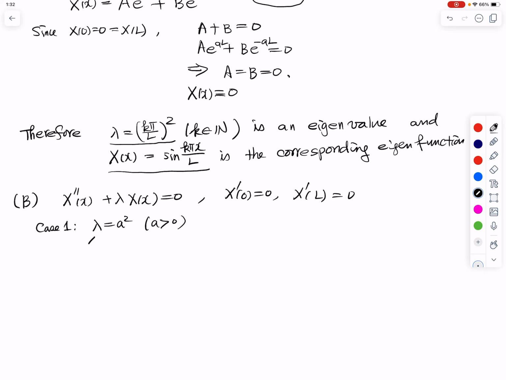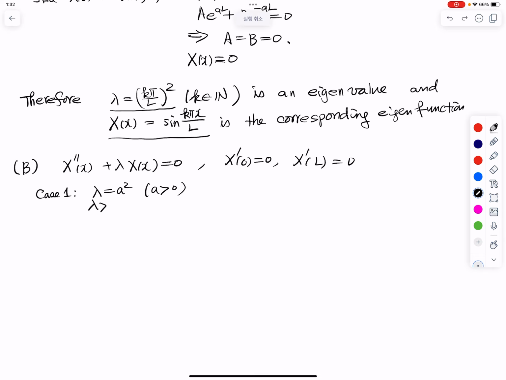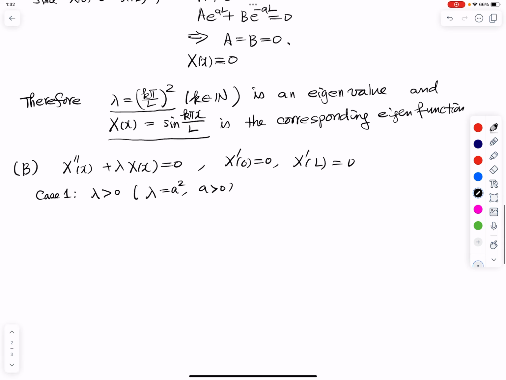This is the lambda positive case. Then again, you have the auxiliary equation. Let me try to write this down clearly. So lambda positive case, again, lambda equals a squared, where a is positive. From the auxiliary equation, we have x(x) equals a cosine ax plus b sine ax. Okay.